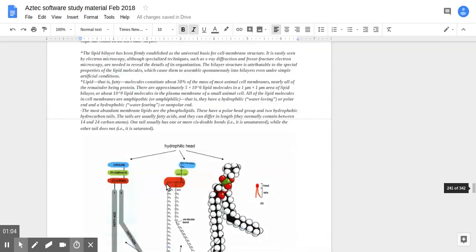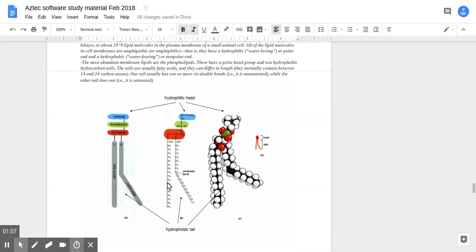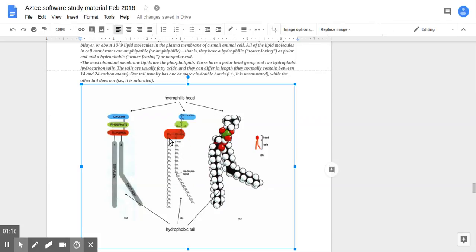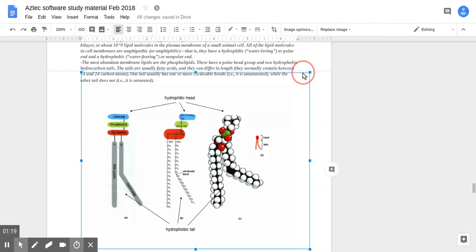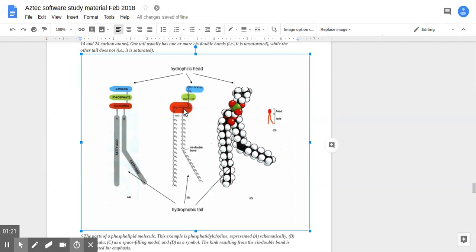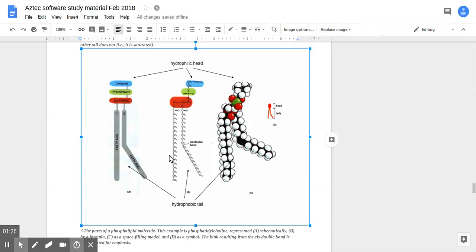So this is what the molecule looks like close up. Phosphate, alcohol group, and glycerol backbone, and the two fatty acid tails, which make it hydrophobic. This is the saturated, this is the unsaturated. Unsaturated has a double bond in the middle of the chain between two of the carbons.